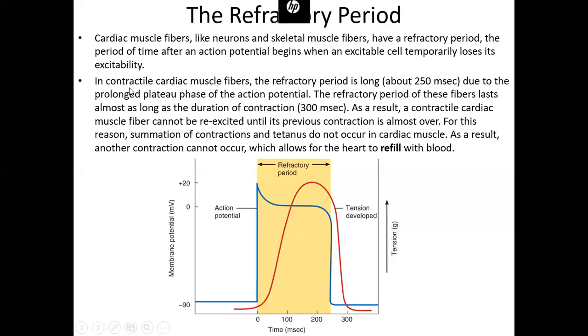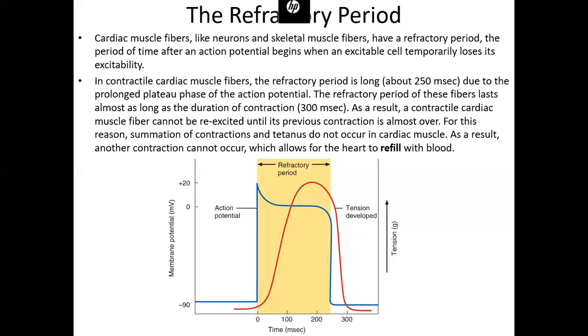So in contractile cardiac muscle fibers, the refractory period is long, about 250 milliseconds, due to the prolonged plateau phase of the action potential. The refractory period of these fibers lasts almost as long as the duration of the contraction, about 300 milliseconds. As a result, a contractile cardiac muscle fiber cannot become re-excited until its previous contraction is over, or almost over anyway. Kind of like what we talked about, you can't jump a second time until you've landed the first time. For this reason, summation of contractions and tetanus does not occur in cardiac muscle fibers.